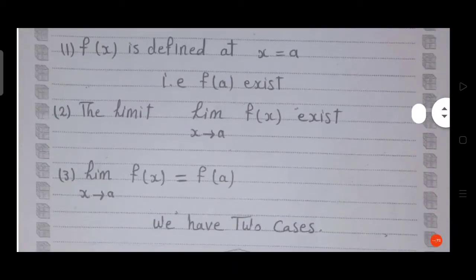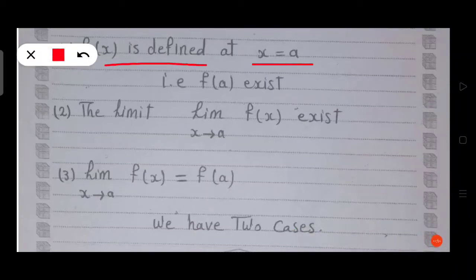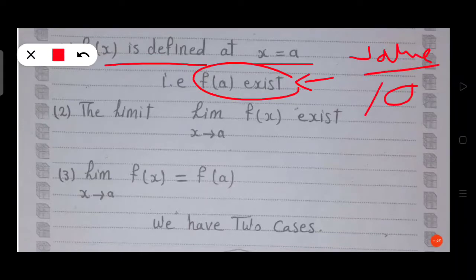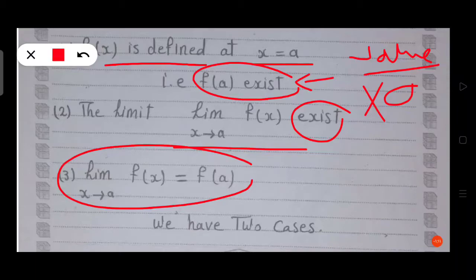The three conditions are: f of x defined at x equal a. That means f of a exists. Exist means the value not over 0. يبقى القيمة تكون معرفة لما يكون المقام بتاعها أو الدومينيتور بتاعها not equal 0. Second condition, the limit as x tends to a of f of x exists. Third condition, the values of the first and second conditions are equal.